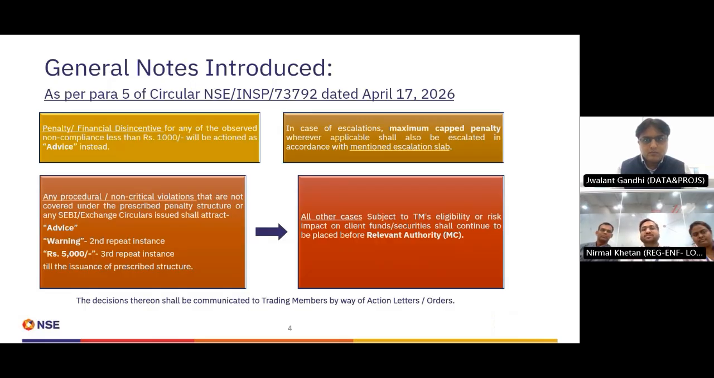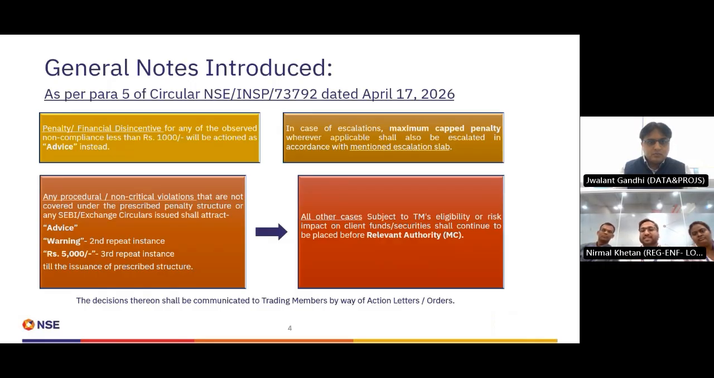The first point is, wherever any action, whether in the nature of penalty or financial disincentive, is observed to be less than rupees 1,000, the action will be actioned as advice instead. So it is to consider the materiality of the observations involved. For that, this will give a relief to the trading members to some extent.